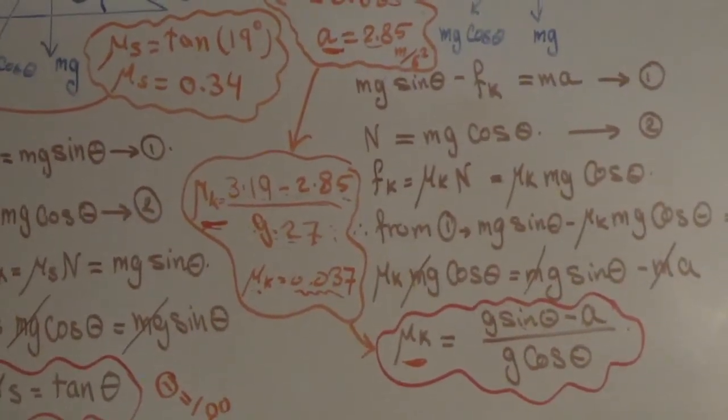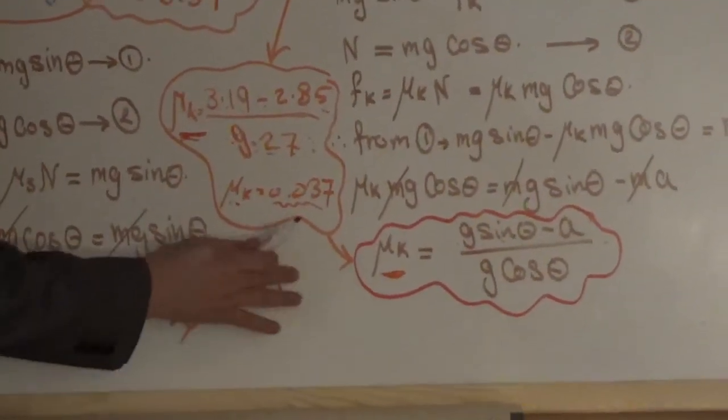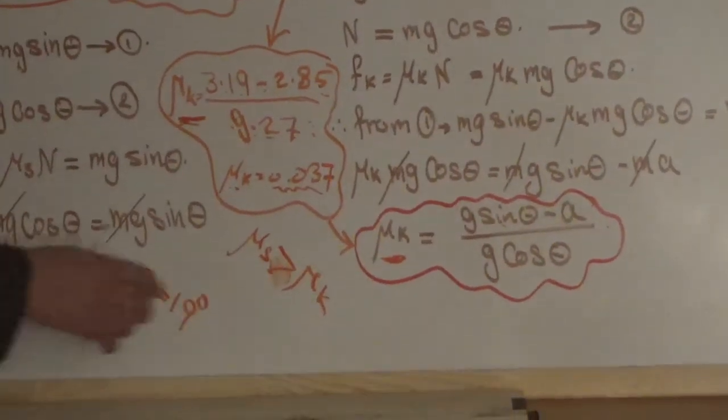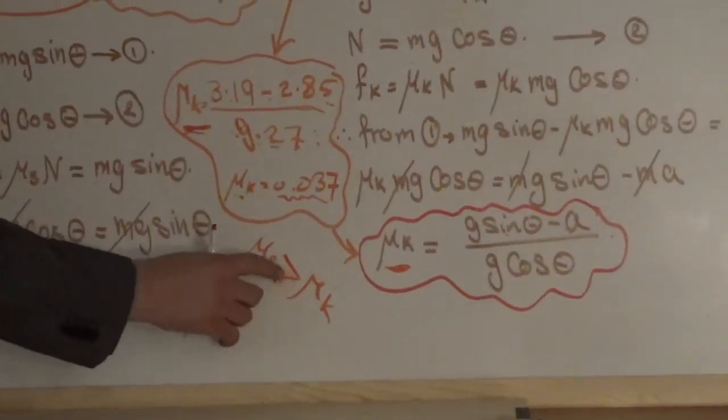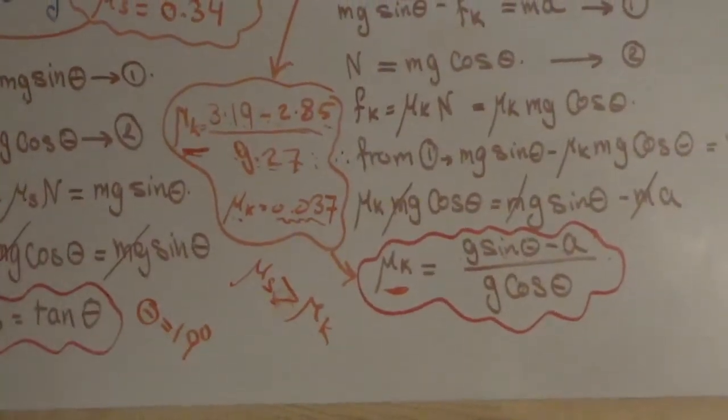And you can see, guys, that we achieved this idea, which is mu s is greater than mu k. So mu k is always smaller than mu s. That depends on the material and other properties.